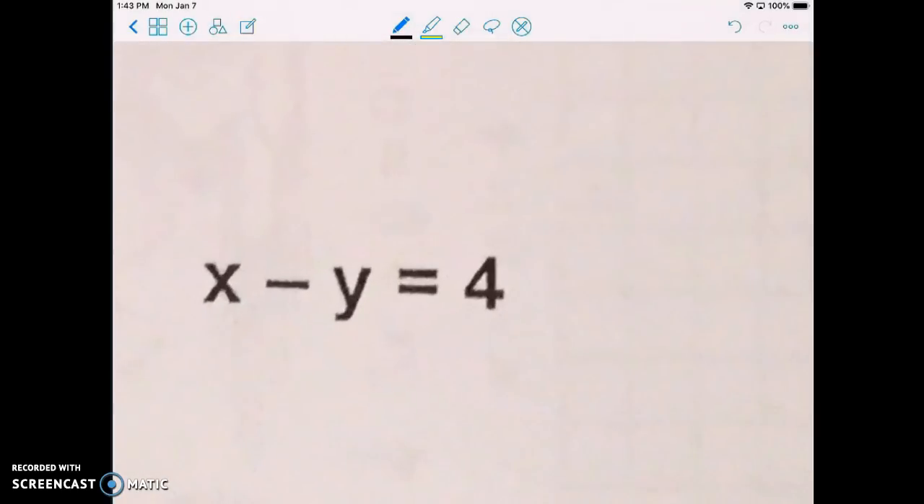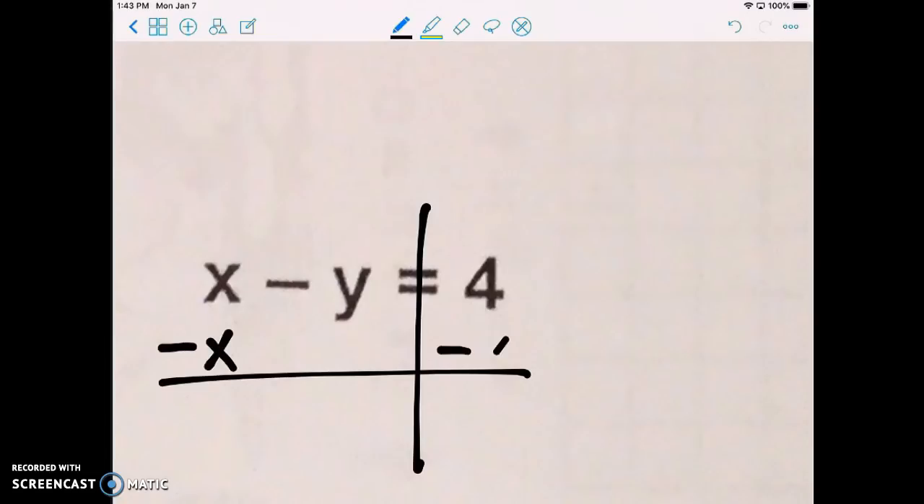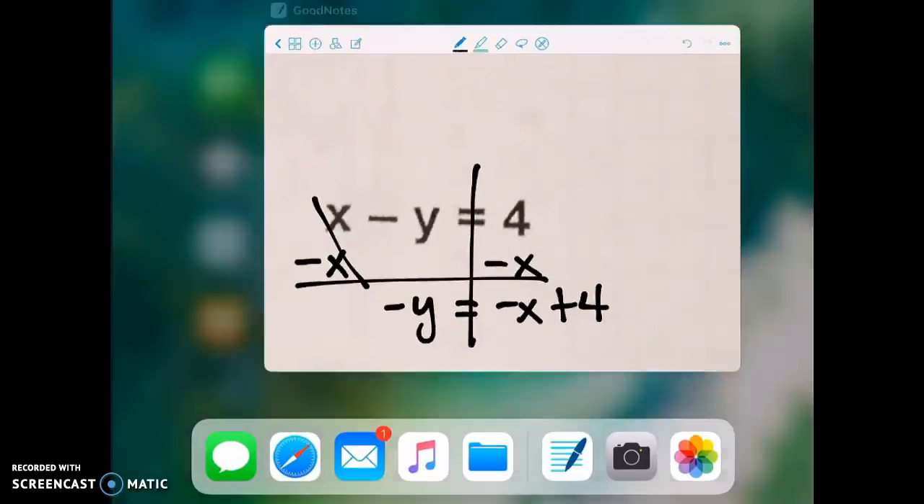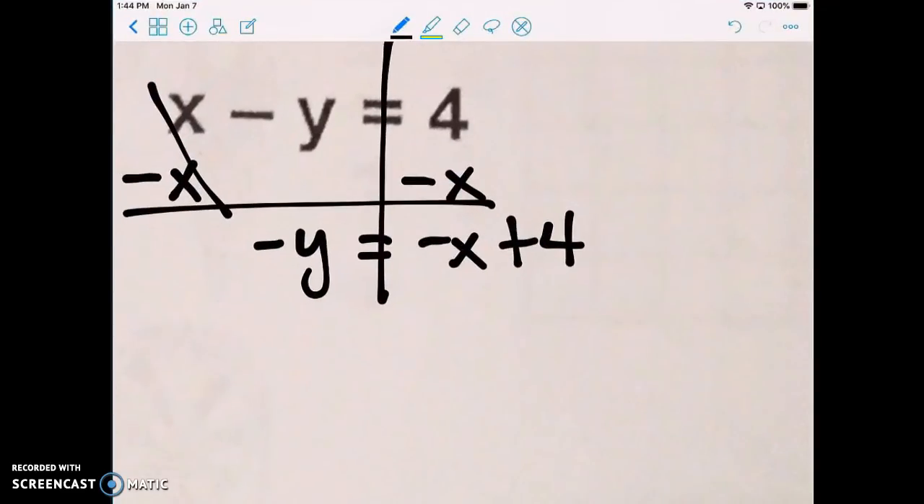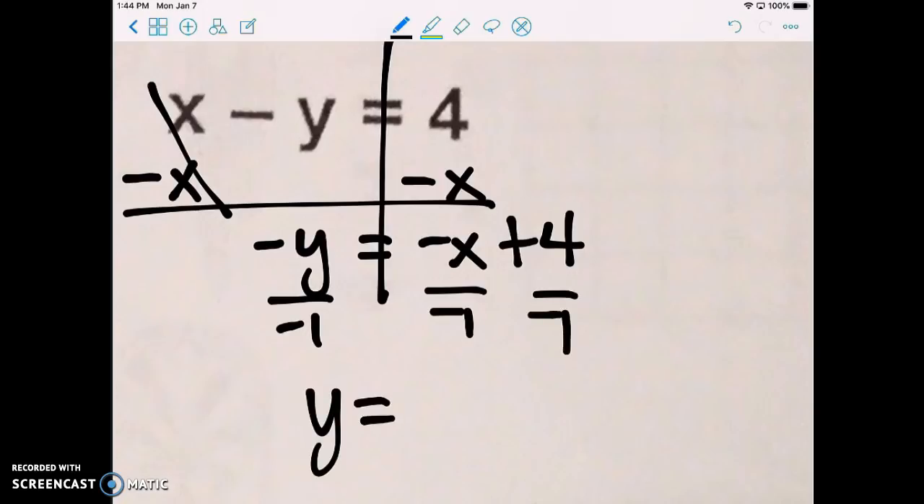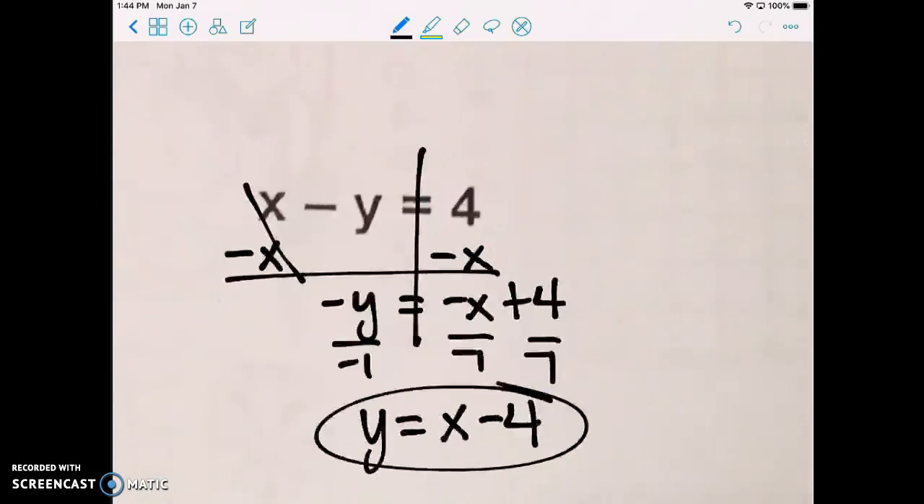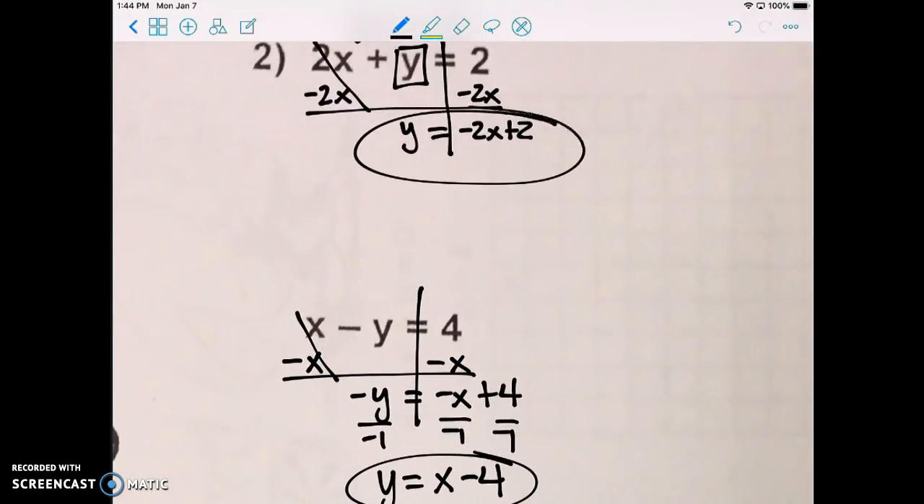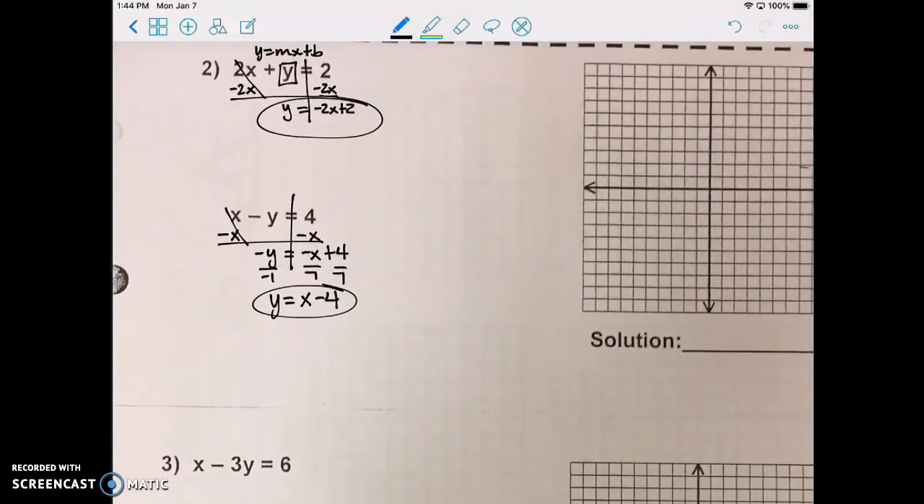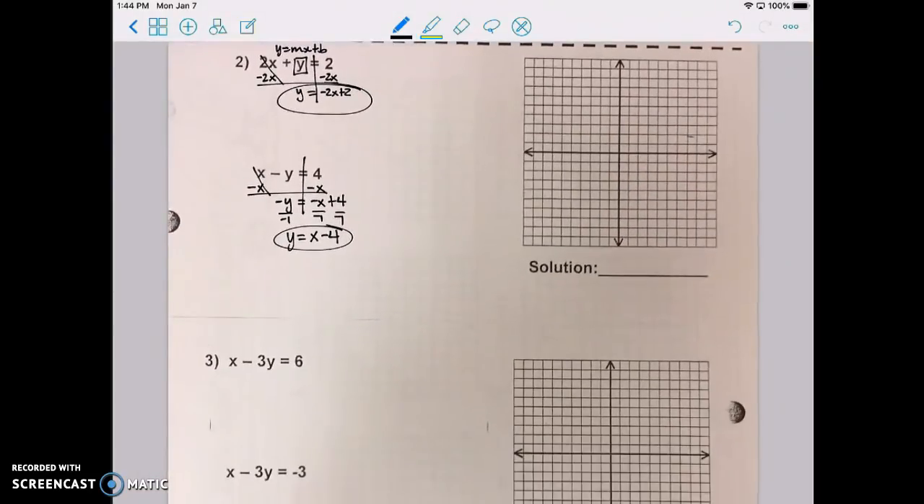This one is also not in the y equals mx plus b form, so we subtract the x. We have negative y equals negative x plus 4. We don't want negative y, we want positive y, so we divide by negative 1. It means that everything goes to the opposite. So now I have two equations I can graph, and I'm ready to graph to find that solution. Again, if that was too quick, pause it and rewind it.